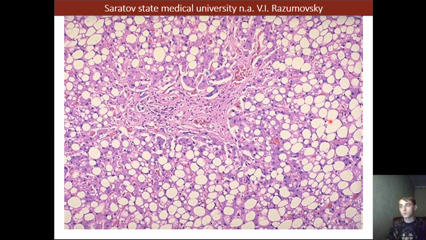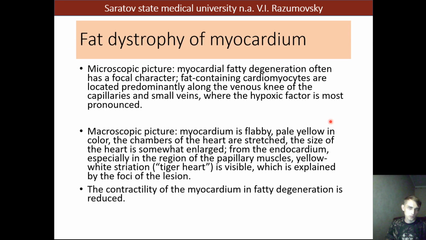Fatty dystrophy of myocardium. Microscopical picture. Myocardium fatty degeneration often has a focal character. Fat-containing cardiomyocytes are located predominantly along the venous knee of the capillaries and small veins, where the hypoxic factor is most pronounced. Mostly, these cardiomuscle cells will be localized under the endothelium of the endocardium of the heart muscle.